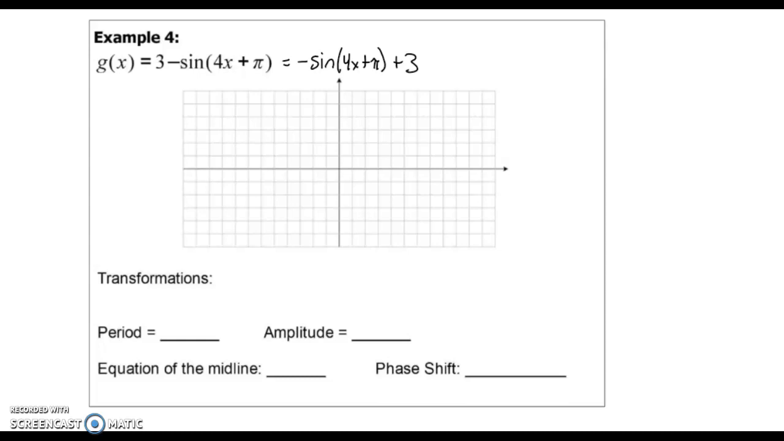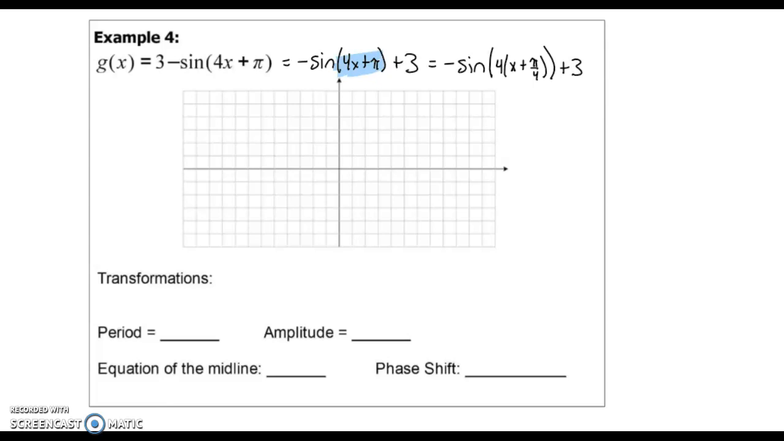Now the next thing we need to take care of is that this is not factored out. So this has to be factored so that we can see the order of the transformations and exactly what they are. So this is going to be negative sine of 4, and if you factor out, it would be x plus pi over 4. Picture distributing that back in, and you can see how that becomes 4x plus pi. Okay, so let's use that. Let's look at our transformations from that point.